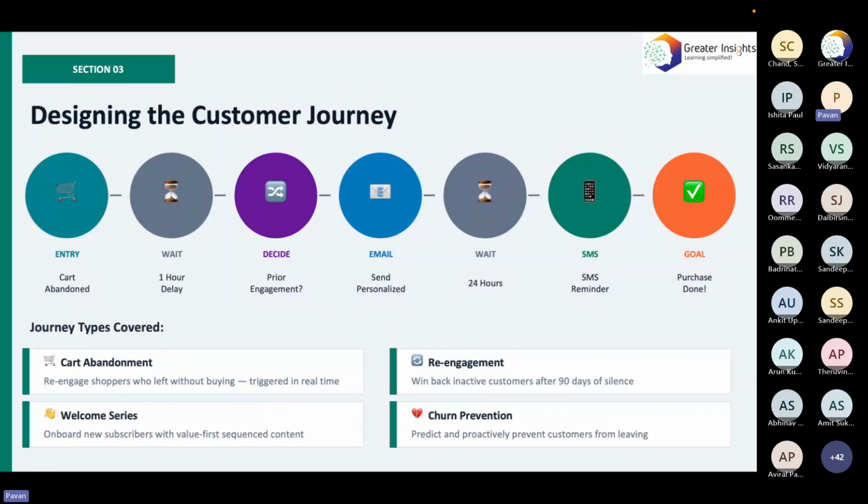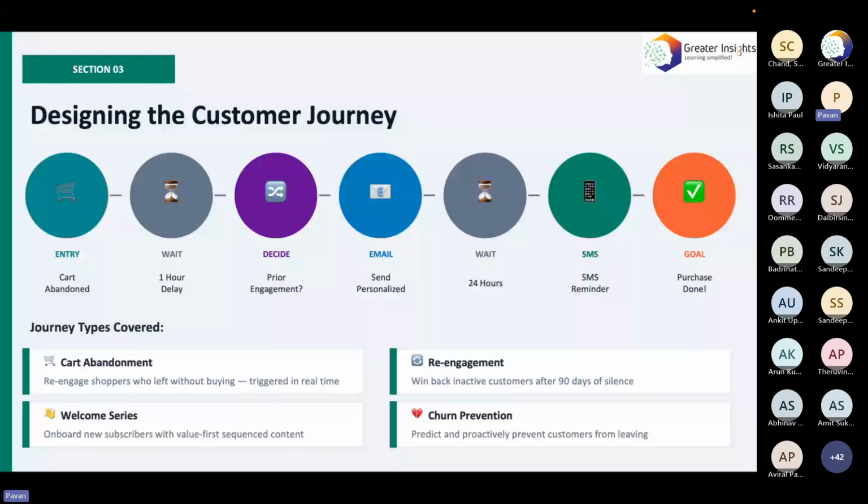Now, journey types covered. I spoke about welcome series. I spoke about abandoned cart. Let's talk about re-engagement. What if the customer is silent for, say, 90 days? No action at all. He didn't come to our website. He didn't do anything. After 3 months, we'll send out a re-engagement email. Why not? Hey Pavan, it's been a long time since we spoke. How have you been? What's up with you? Or something like that. Very casual, very product related.